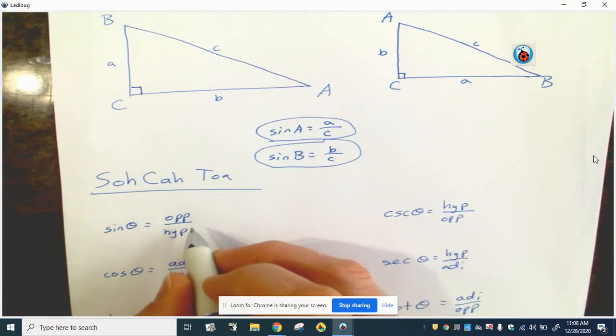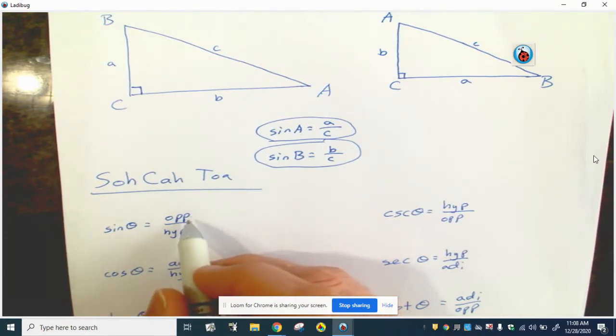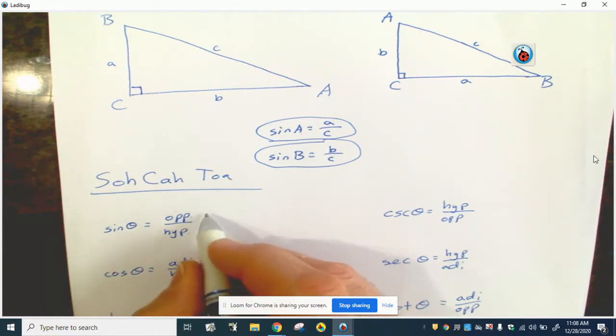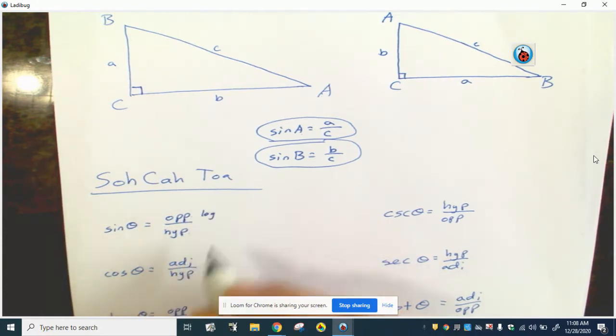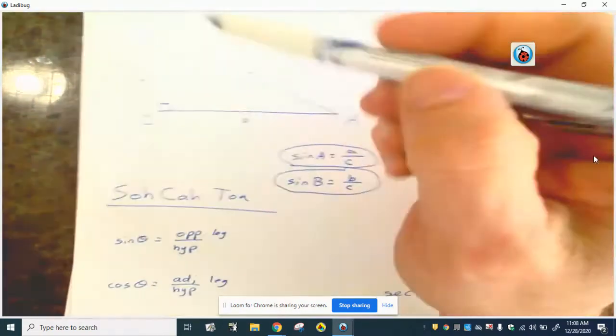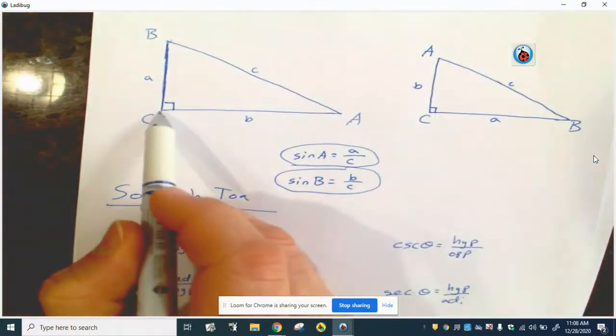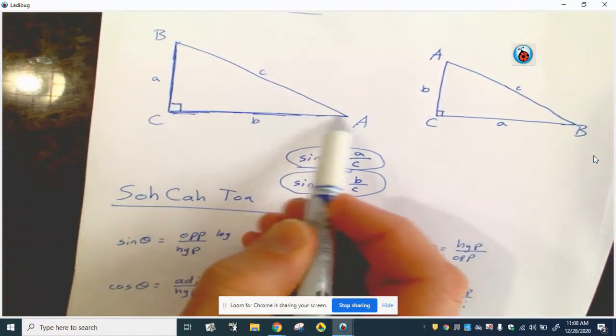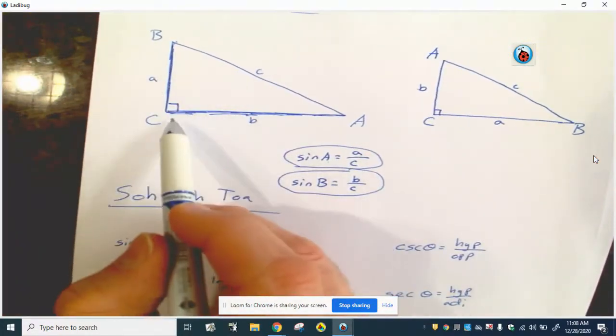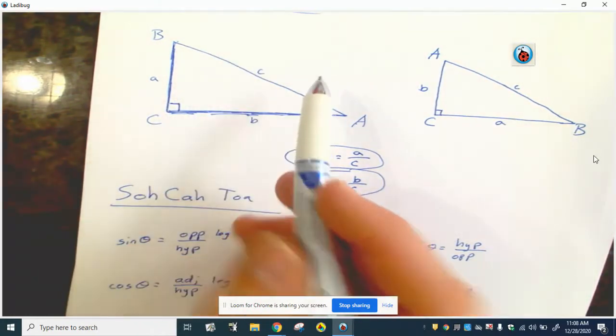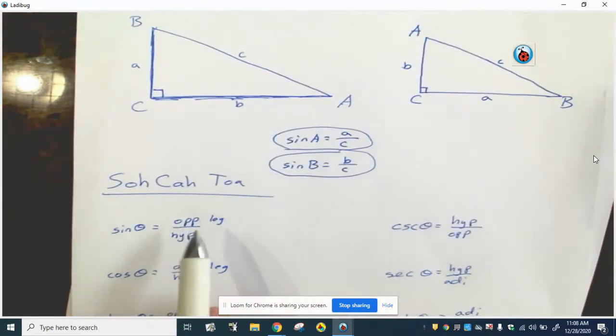Now, keep in mind, something we don't always talk about is this opposite. It's actually called the opposite leg, okay? And this is the adjacent leg. All right triangles have two legs. They're the two sides that meet at the right angle. They're the two small sides, okay? These two sides are legs. That's the hypotenuse. So it's not like the opposite side. It's actually the opposite leg, okay?